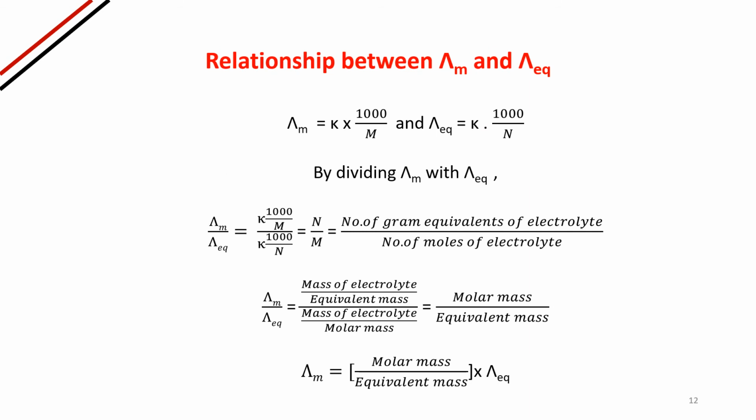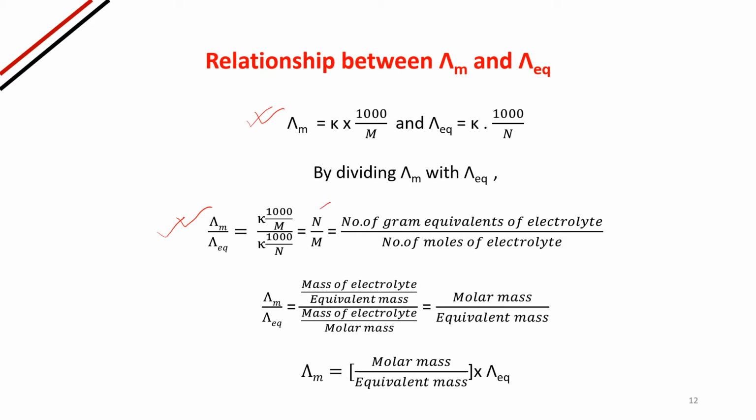Relationship between lambda m and lambda equivalence, molar conductance and equivalent conductance. What is the relationship between these two? Lambda m is equal to kappa into 1000 by m. We have got it. And lambda equivalence is equal to kappa into 1000 by n. That also we have got. Now by dividing lambda m and lambda eq, we are getting kappa 1000 by m divided by kappa 1000 by n. Now kappa into 1000 from the numerator and the denominator both will get cancelled. So we are getting n by m.